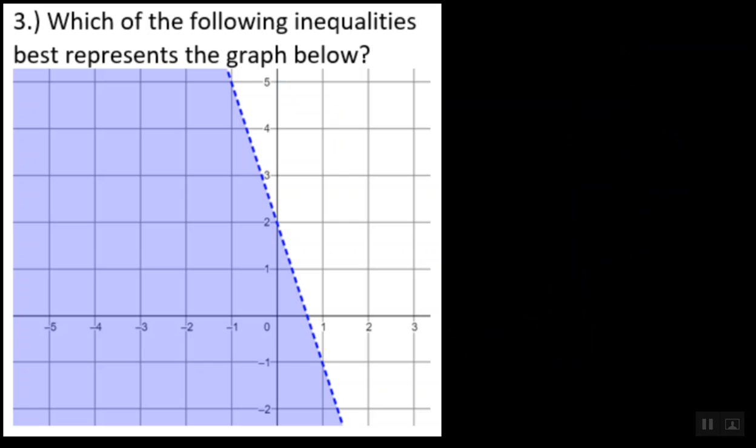Okay. Here we are in our third example. Which of the following inequalities best represents the graph below? Well, guys, you always should start here at your y-intercept, and we see that our y-intercept, our b term, is in fact at 2.